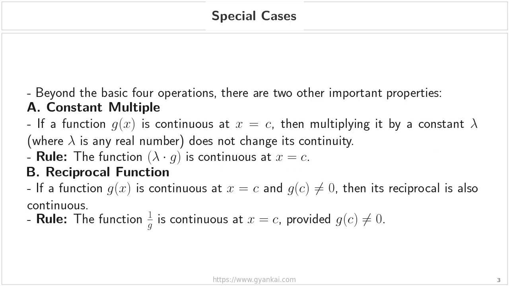Next, we have the reciprocal function. This is very closely related to the quotient rule we discussed in the previous slide. If a function g of x is continuous at x equals c, then its reciprocal is also continuous, provided that the function's value at that point, g of c, is not equal to 0. To put it simply, the function 1 over g is continuous at x equals c, as long as we aren't dividing by 0. These rules, along with the basic operations, give us a powerful toolkit for analyzing complex functions.